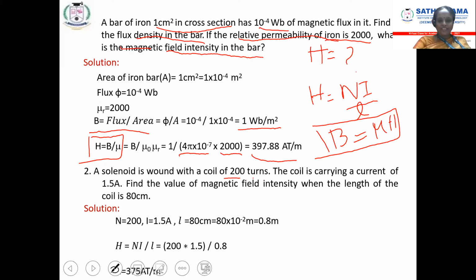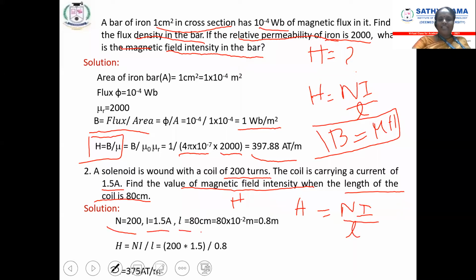Number of turns, 200 turns given, N, and current flowing in the coil 1.5. Find the value of magnetic field intensity, H, when the length of the coil is 80 centimeter. Direct substitution. Actually I told you only two formulas for H. Ni by L only I have to use. Ni by L. You all understand? Number of turns, 200. Current 1.5. Length 80 centimeter. Convert into meter. Again, the unit for magnetic field strength is ampere turns per meter. So convert into meter. Then you substitute all the values. The H value is 375.